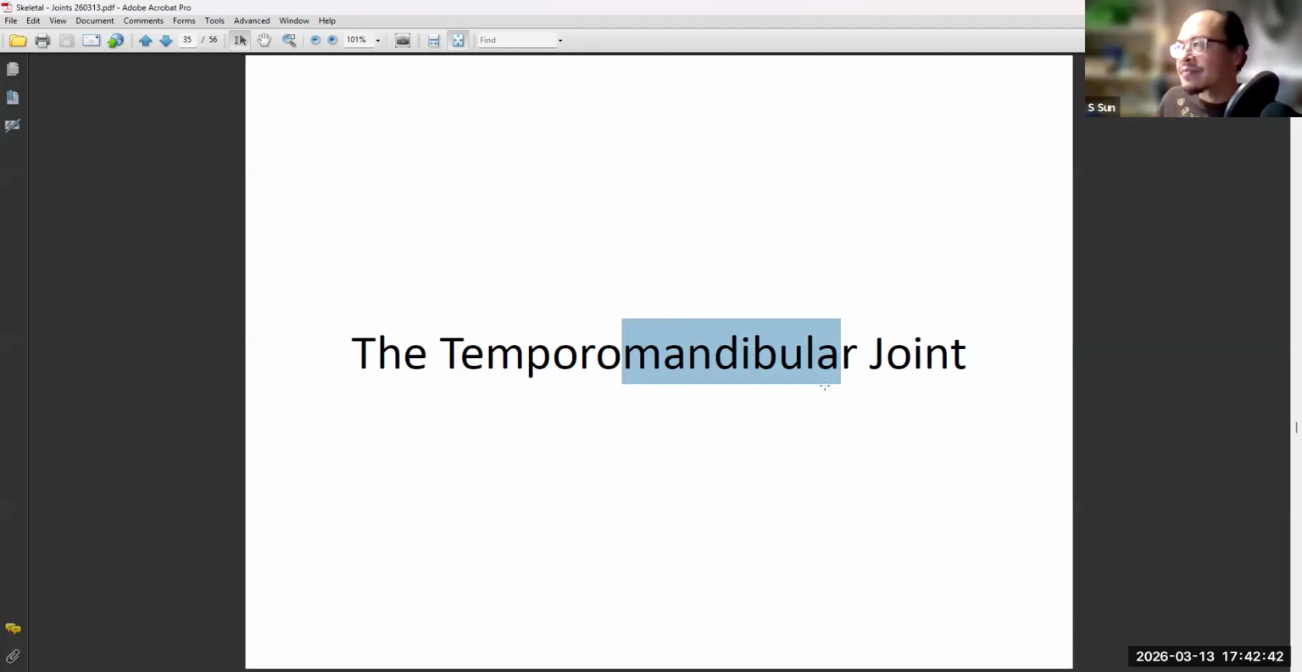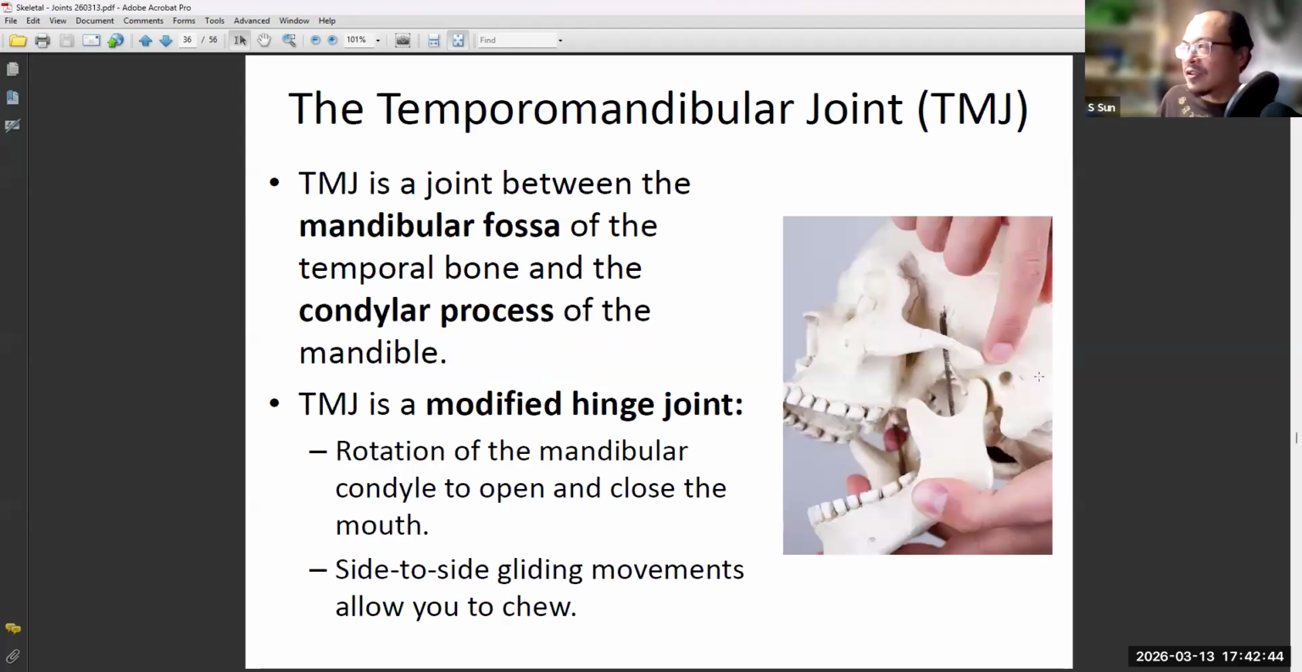So let's take a look. Here you have the skull. One is a skull bone, the other one is kind of like a facial bone. Here is the mandible, the lower jaw, and right here is the temporal bone. In the temporal bone, you have a feature of this bone. This part is called the mandibular fossa. Right here, the mandibular fossa, and this is like a little bit of a dent area.